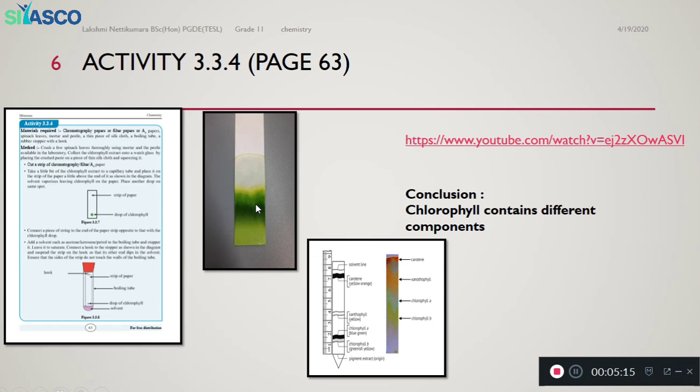So what we can say from this is that the spinach leaf extract is green in color, which means it contains chlorophyll. This chlorophyll also contains different other pigments. So by using this chromatography method, we can separate this chlorophyll mixture into its components, chlorophyll A, chlorophyll B, and likewise we can identify them by checking the height of the band.